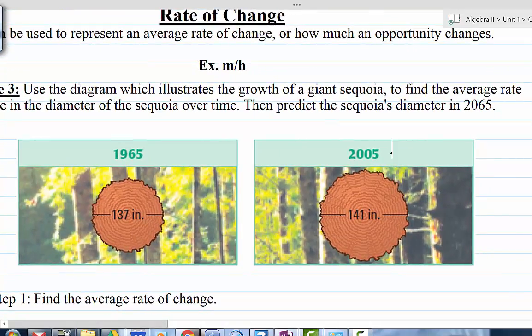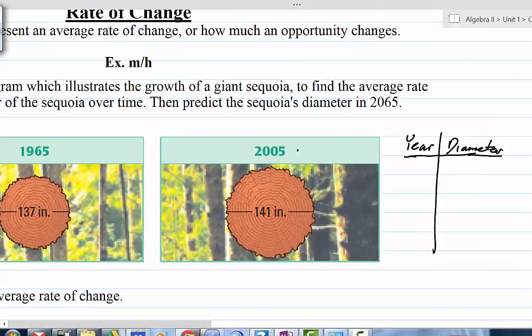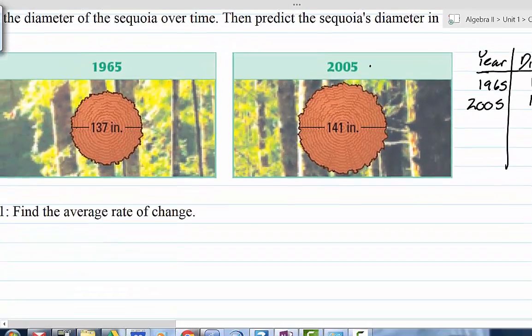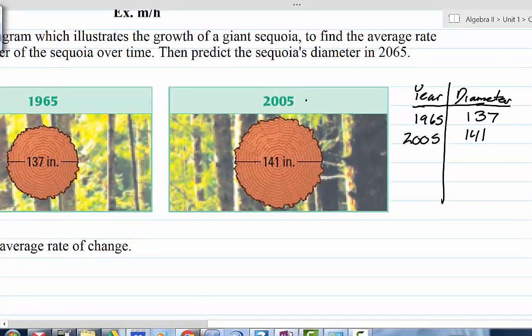What if we turn that into points? Say from this table, if I go year, diameter, I can figure some things out. So say from here you have 1965. In 1965, the diameter was 137 inches. In 2005, the diameter was 141 inches. So why don't I just make points out of that? Matter of fact, let me take this and move it down.